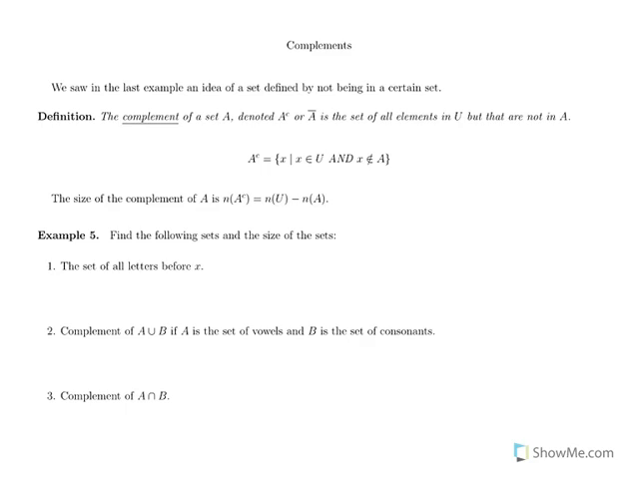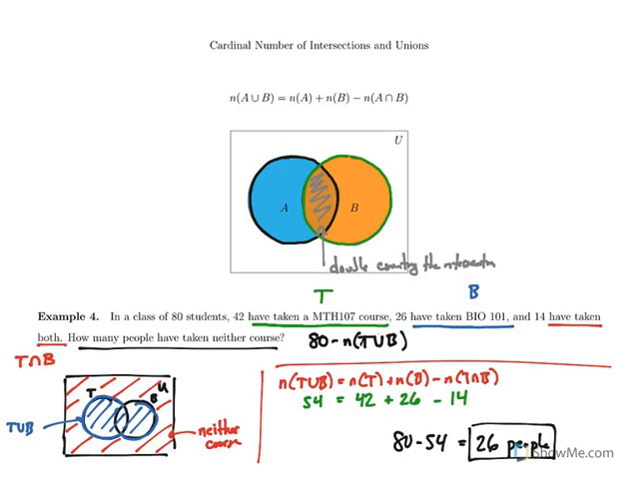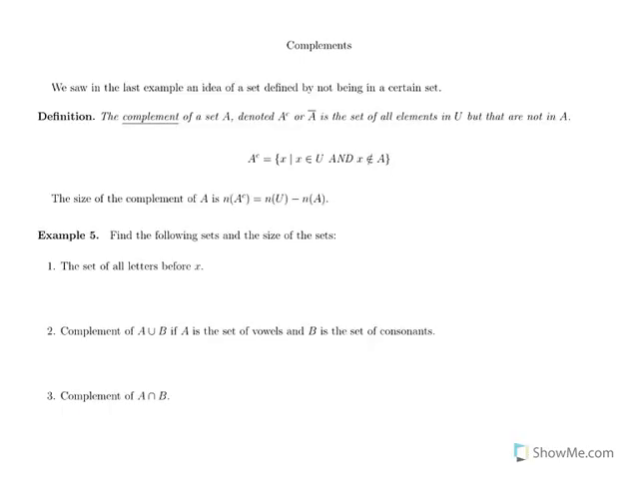So now we're going to talk about complements. And actually, before we get to this page, just think about something that we did in this last problem. To answer this question, we looked at how many people were not doing something. So to answer the question about how many people have taken neither course, we actually answered the question of how many people took either course and then subtracted it from the universal set. And that is exactly the idea of a complement.